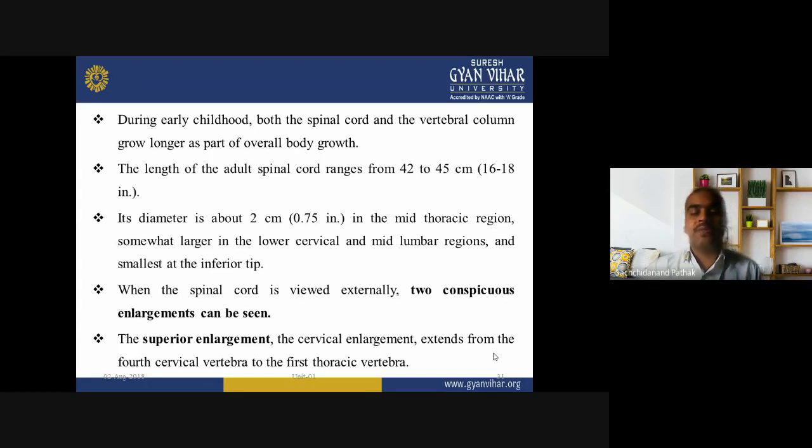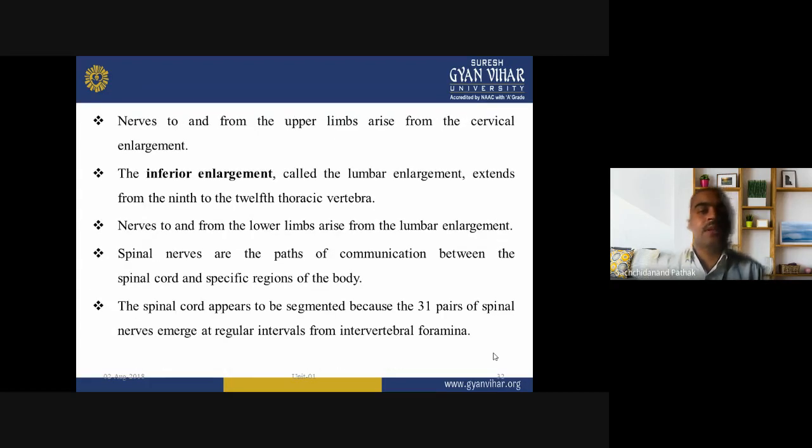When the spinal cord is viewed externally, two conspicuous enlargements can be seen. The superior enlargement, the cervical enlargement, extends from the fourth cervical vertebra to the first thoracic vertebra. Nerves to and from the upper limbs arise from the cervical enlargement. The inferior enlargement, called the lumbar enlargement, extends from the 9th to 12th thoracic vertebra. Nerves to and from the lower limbs arise from the lumbar enlargement.